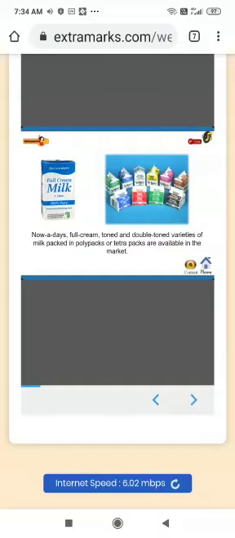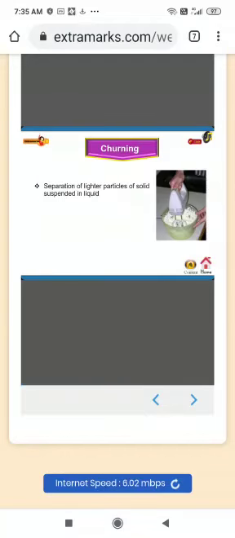Nowadays, full cream, toned and double toned varieties of milk packed in polypacks or tetra packs are available in the market. Churning is used to separate the lighter particles of solid, which are suspended in liquid.